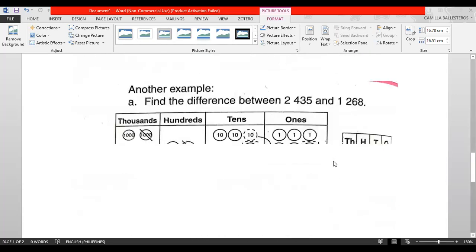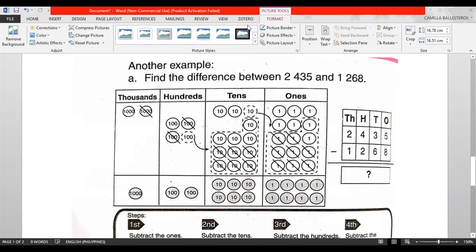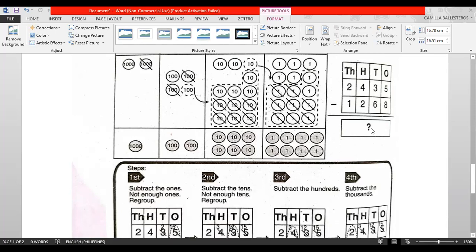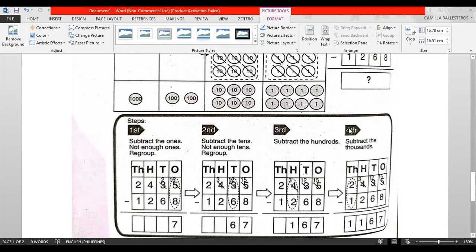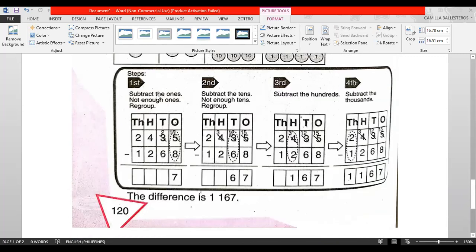What about another example? Find the difference between 2,435 and 1,268. We again need to arrange the numbers in the place value chart and follow the steps on how to subtract numbers. Now, let's have the first step. Subtract the ones. Look at this one carefully.